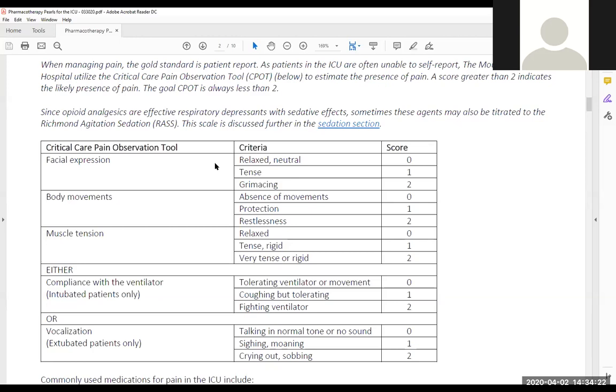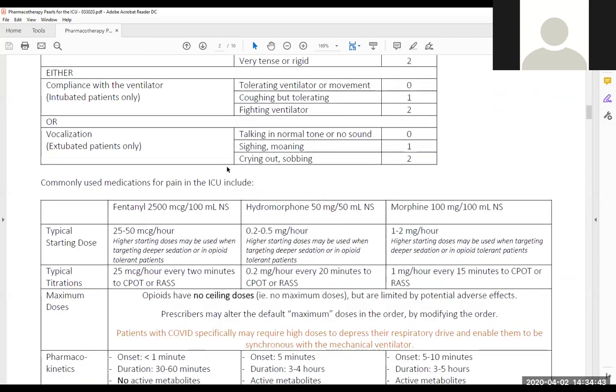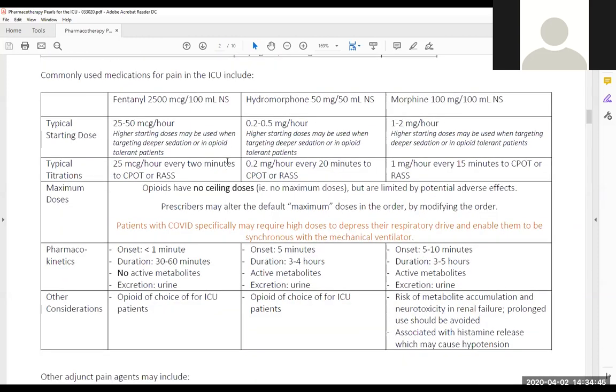In some cases, and more often in many of these patients' cases, these agents are going to be titrated to RASS, which is their sedation score. So the more negative that RASS number is, the more sedated that patient is. And the higher the number is, as it moves into the positive, it means they're either awake and maybe even agitated and aggressive. So the most common agents you're going to see utilized, at least to start with, are going to be fentanyl and hydromorphone.